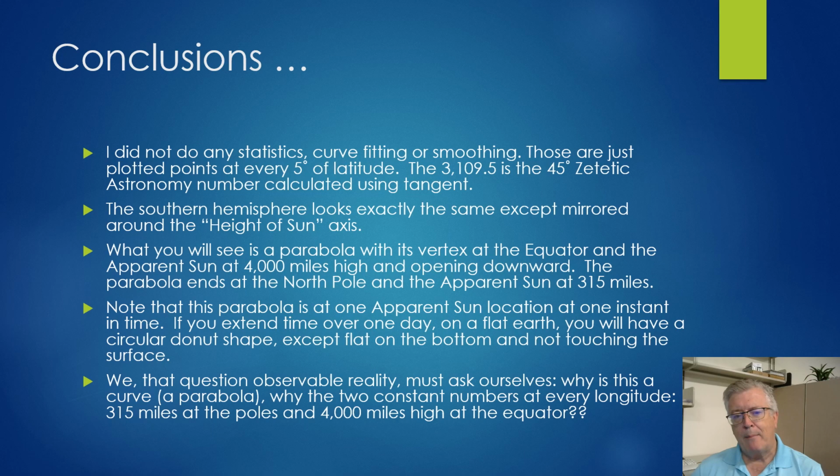Note that this parabola is at one apparent sun location at one instant in time. We didn't look at the change in the sun distance as you move around the Earth. So if you were to extend time over one day on a flat Earth, you're going to have some kind of circular donut shape, except flat on the bottom and not touching the surface.